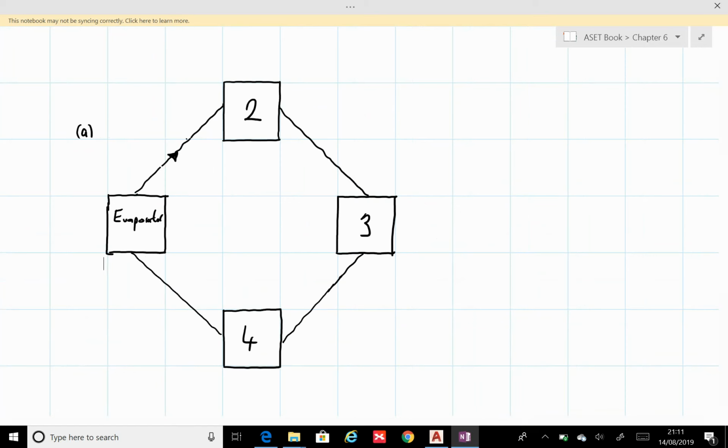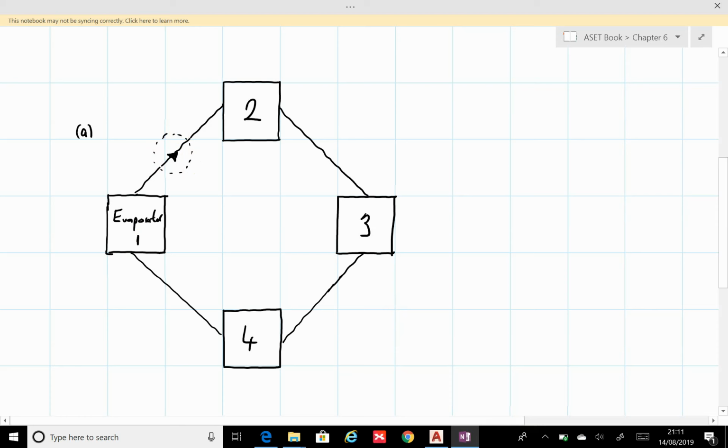Part A is in relation to a heat pump system, and there are four different components in a heat pump system. In this case we're given one, so we're told at location 1 we have the evaporator. The other critical piece of information we are told is the direction of flow of the refrigerant.